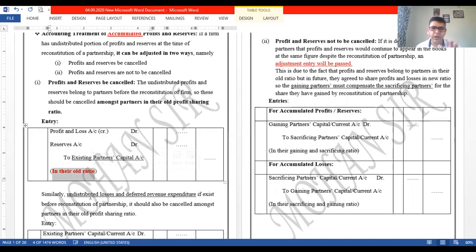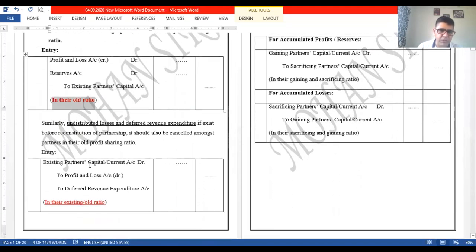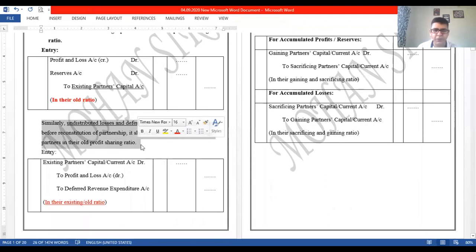If this was not retained, if it was not the retained earnings, then it could have been distributed among the partners in their ratio itself. That's why this has to be shared always in the old ratio. Now, as we have profits, so we have losses also. Similarly, undistributed losses and deferred revenue expenditure, if they exist before reconstitution of the partnership firm, should also be cancelled amongst the partners in their old profit sharing ratio.